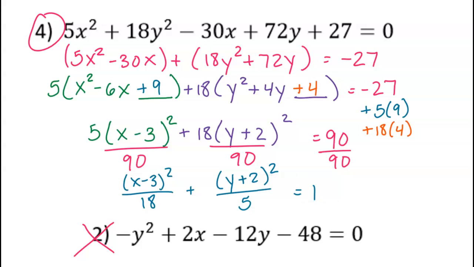And we now can easily identify the center is at 3, negative 2. The a value is the square root of 18, which is actually, whoa, no, 3 square root of 2. And the b value is the square root of 5. So this is why we complete the square, because we want to know where's the center, what is the a, what is the b. Are there any questions on this completing the square?